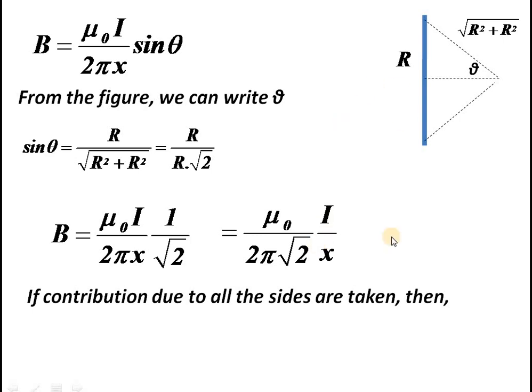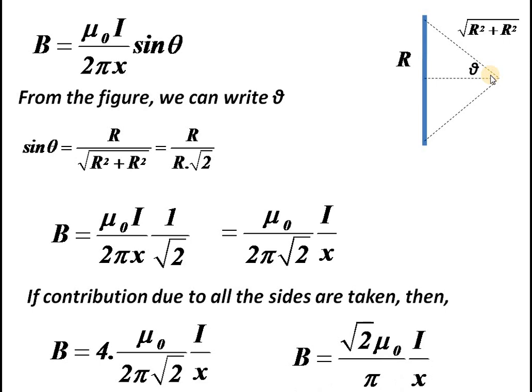Now what we got is the magnetic field at the point O due to this piece of wire. So what if all the 4 sides are taken? You have to multiply by 4, and then you get the total magnetic field at the point O due to the entire wire. That becomes root 2 mu 0 upon pi, I by x. A very simple compact equation. So this is a way to find the magnetic field in a square loop.